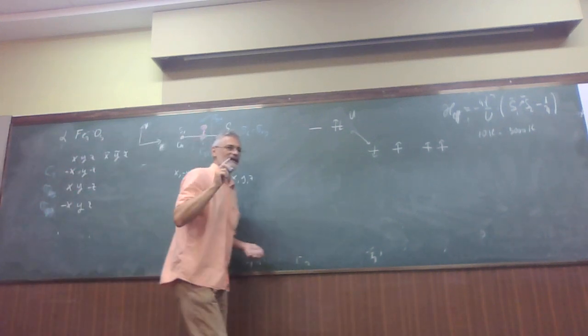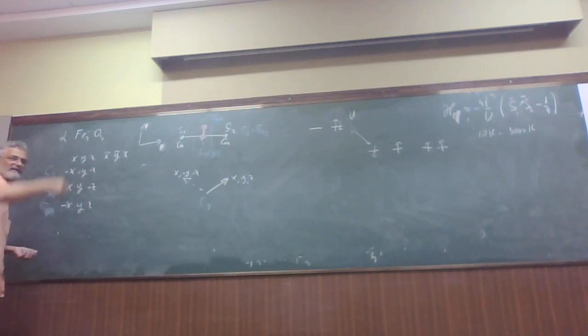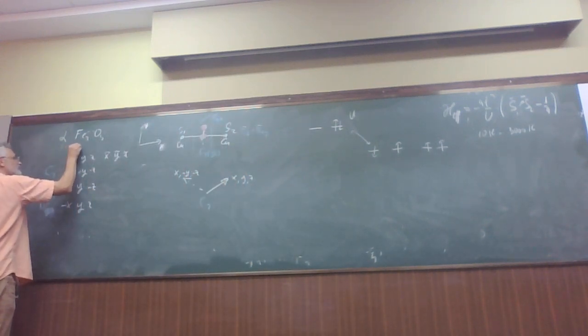Here, this is a spin. This is what we call a polar vector. These are the usual coordinates. These are polar vectors.